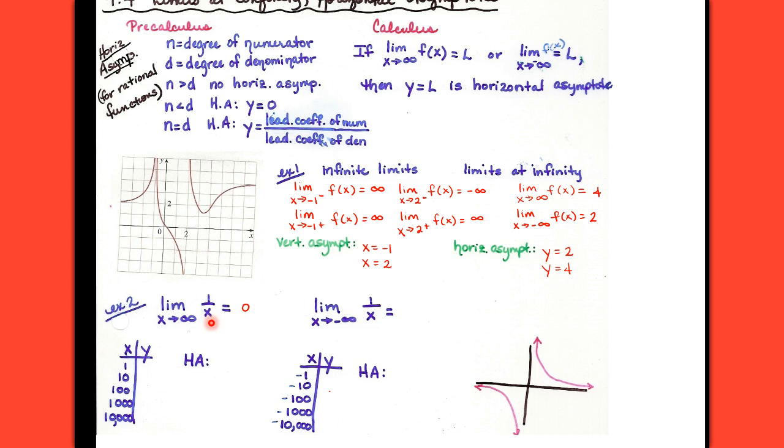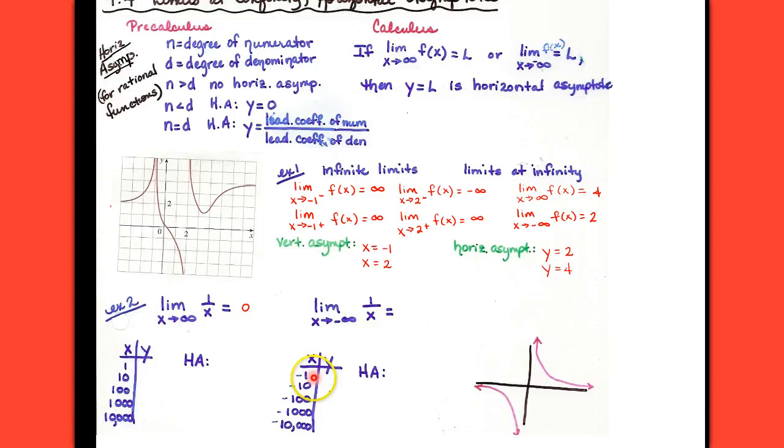We've talked about this before, that when my numerator stays the same and my denominator gets bigger and bigger and bigger, the overall fraction is going to get smaller and smaller and smaller. It's not going to go negative because I have a positive divided by a positive. So it's just going to get smaller and smaller and smaller and go to 0.